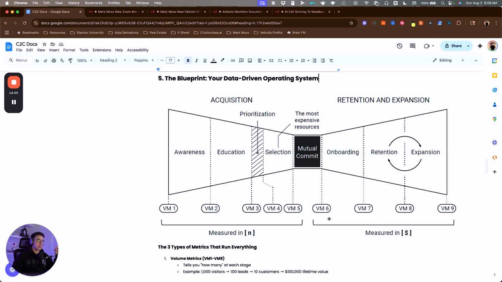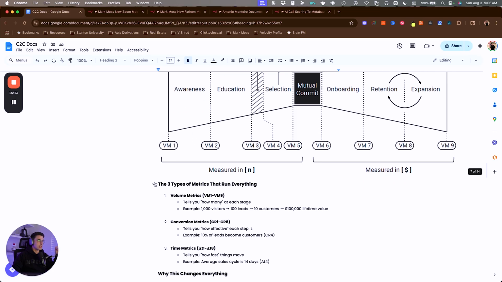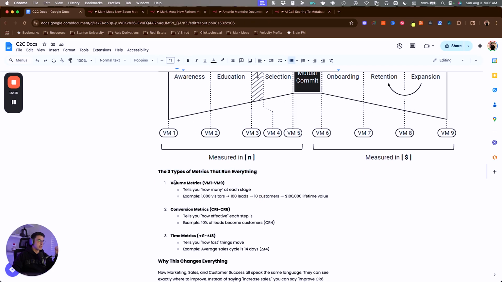The total number of sales that translated to cash collected, the total number of refunds that translated to refunded cash, so you can get all of your net income. You can get everything that comes from your sales process as well, like the average order value and things along those lines. So the three types of metrics are the volume metrics, conversion metrics, and time metrics.